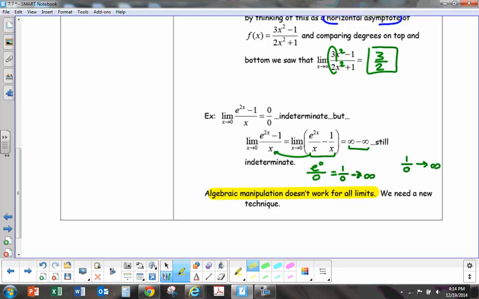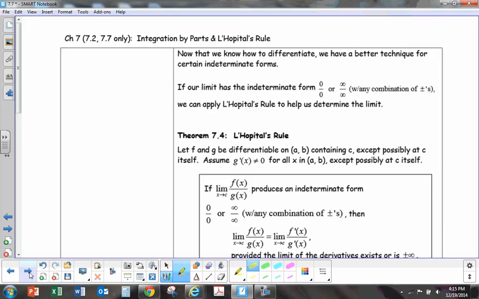But in chapter 1, that's really all we knew about. Well, now you know about derivatives, and it turns out there's a connection between derivatives and limits if you're in certain cases. So if I have an indeterminate form, 0 over 0 or infinity over infinity, those are the only two we're going to talk about for L'Hopital's rule. But if that's your indeterminate form, then you can apply L'Hopital's rule.